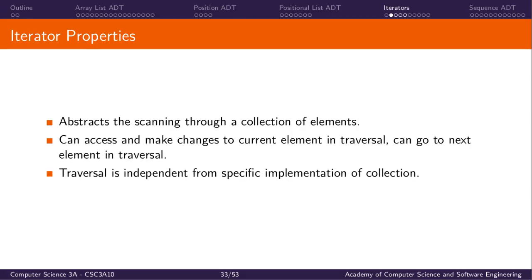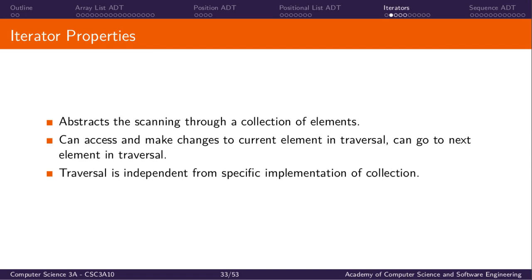An iterator abstracts the idea of scanning through a collection of elements. It allows us to access and make changes to the one that we're currently at, and then also go to the next one. So we can scan through all the elements contained within some data structure. It is independent of whatever data structure it's actually iterating over. We'll see that we actually have to create a new type and return that as our iterator. It should be independent of any specific implementation of the collection that it's created over.